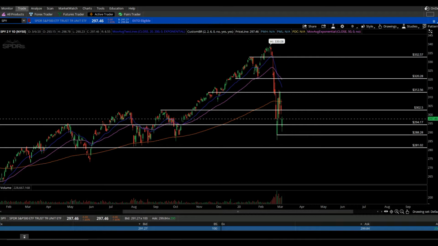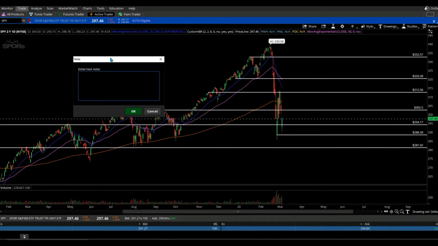So today I want to talk about some market analysis. So I have a couple of things going on here. So first of all, we're looking at the daily chart. The blue line is my 20 EMA. The pink is my 50. And the orange is the 200 EMA.